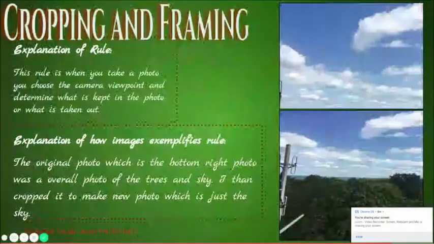Cropping and framing. This rule is when you take a photo and you choose a camera viewpoint and determine what is kept in the photo or what is taken out. The original photo, which is the bottom right photo, was the first picture, which is just the trees and the sky, and then I cropped it to make the new photo. The subject is like the clouds. So there's two different subjects.